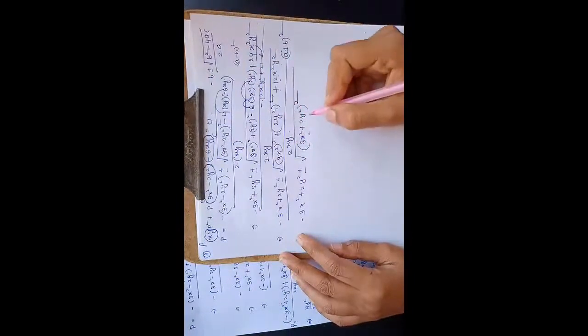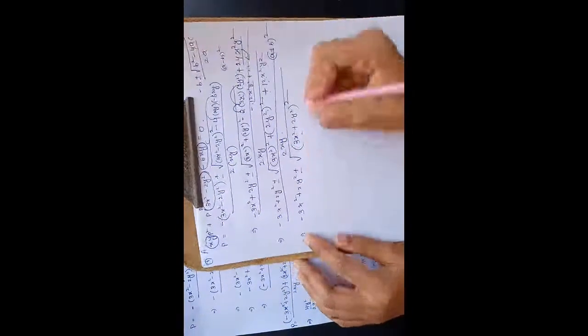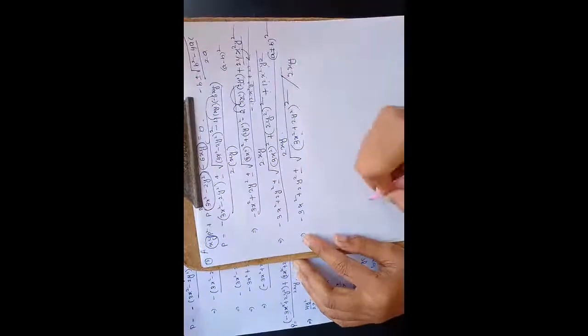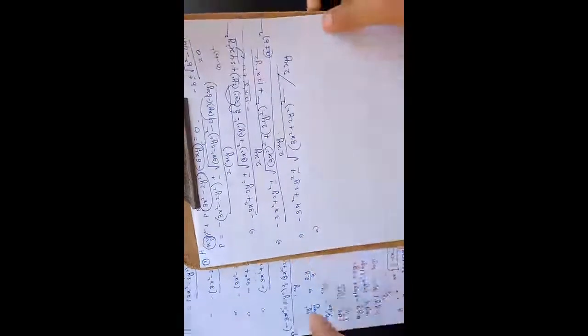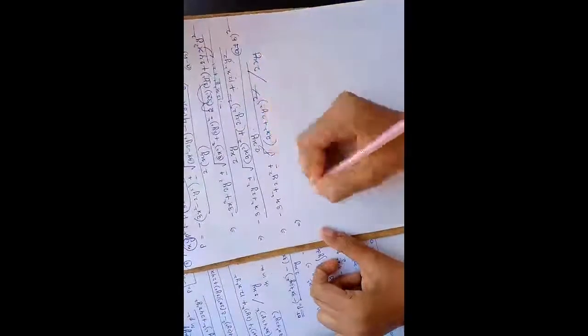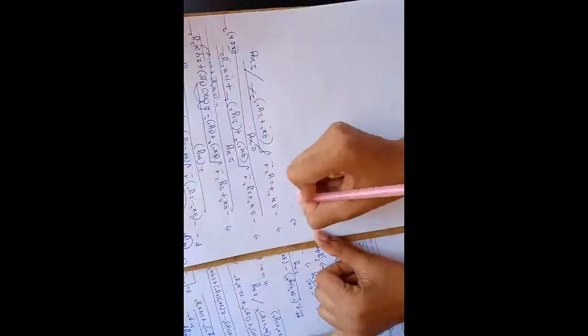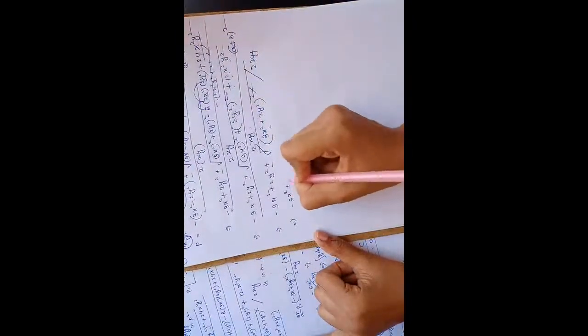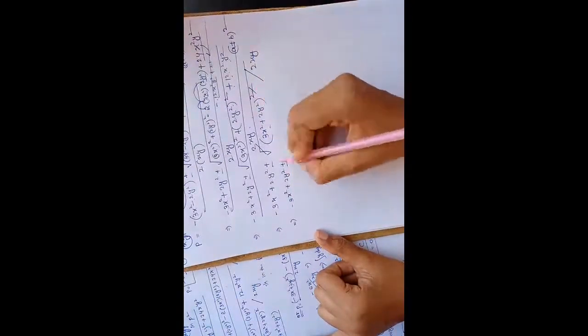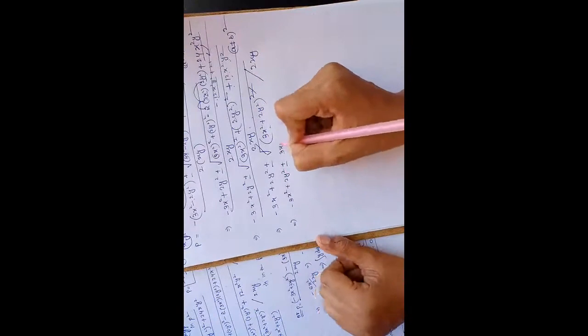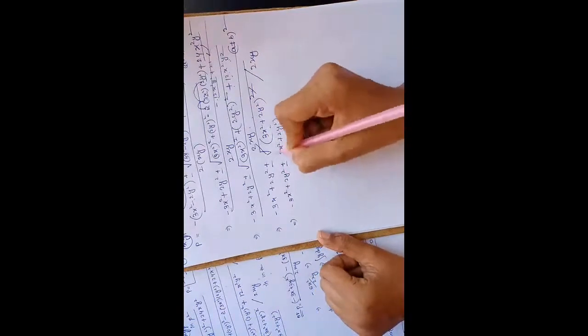So divided by 2x into y as it is. Okay, so now here square and root get cancelled. So remaining term is 3x square plus 2y square plus or minus, square and root get cancelled. Remaining term is 3x square plus 2y square divided by 2x into y as it is.